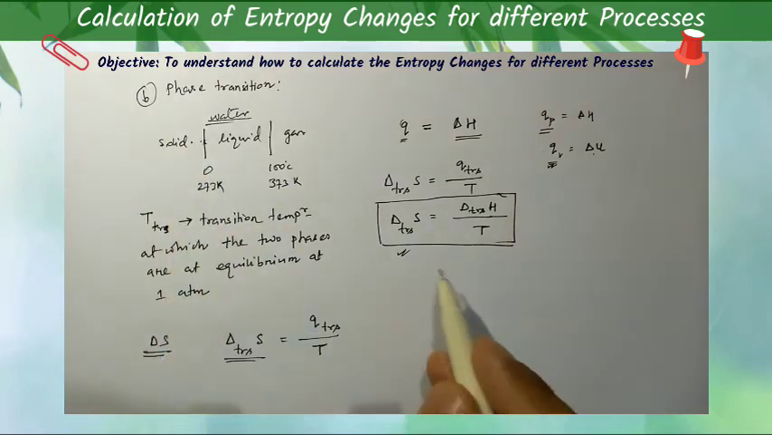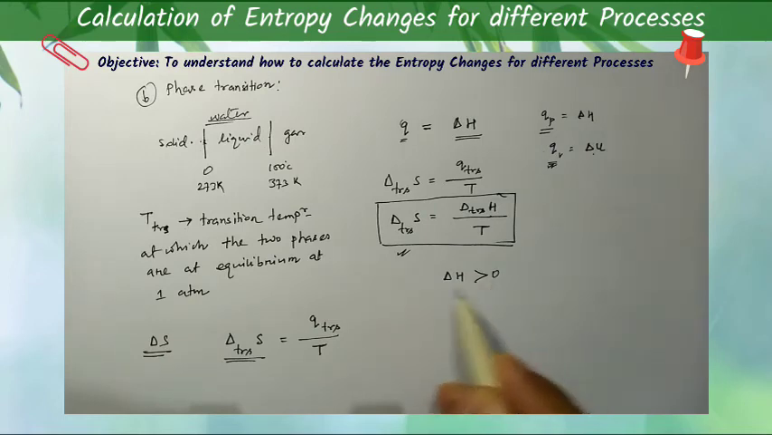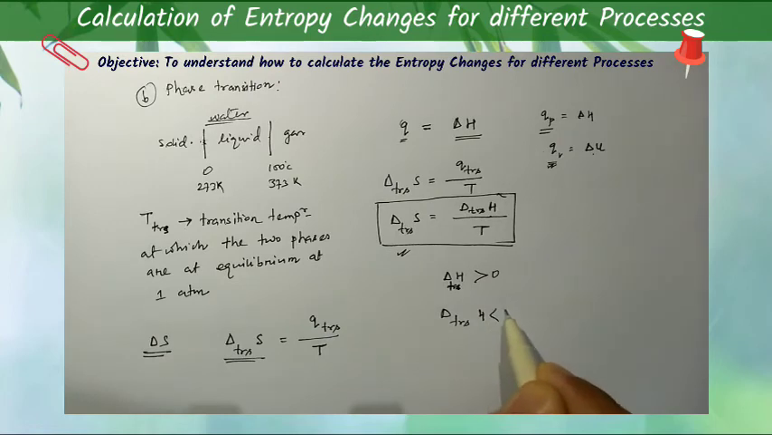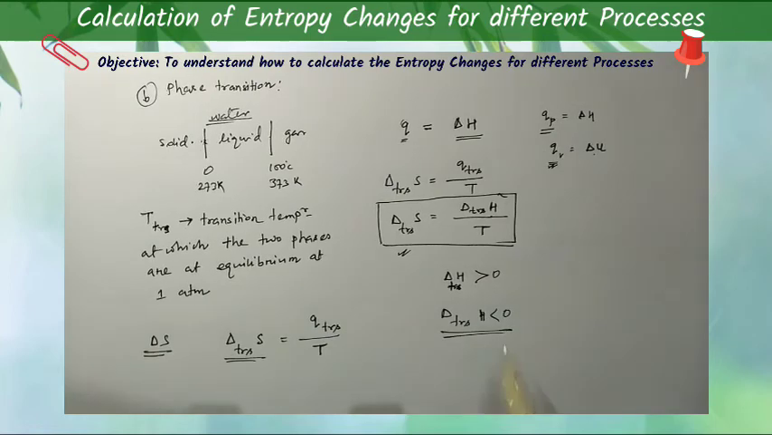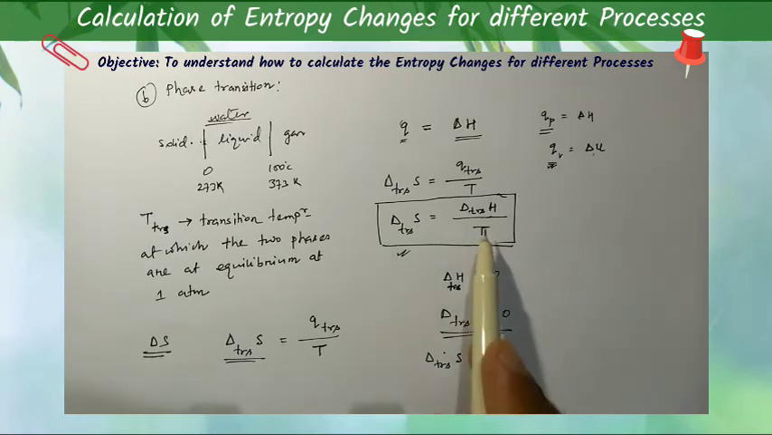Suppose ΔtrsH is greater than 0, that means the transition enthalpy change is greater than 0, an endothermic process. Or if ΔtrsH is less than 0, then what will happen? First let's suppose this one. If the enthalpy change for the transition process is less than 0, then the change of entropy is also less than 0.